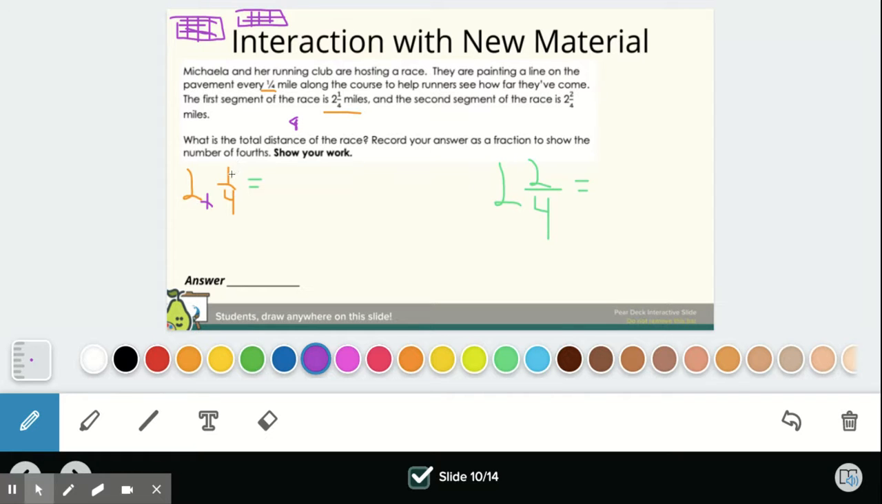Remember, it's still parts out of 4. But what does that 1 mean again? That 1 means that on one of the wholes, we only shaded 1 in. So that means we have 9 parts. We have 9 parts.